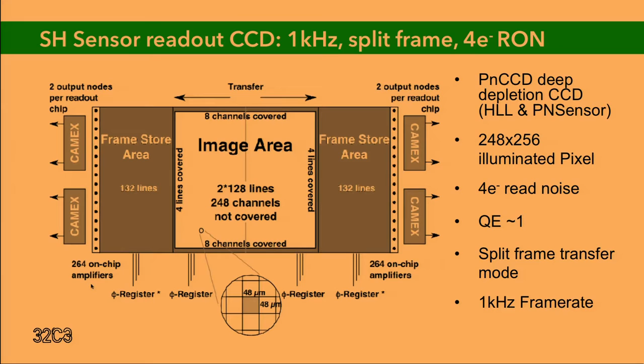Sensor reads looks like this. This is actually a custom-built CCD. Very special. The imaging area is in the middle, and when you read out, you split the image in half, transfer it to the sides, to the frame store area, and then read it out, because readout is slow, transfer is fast, and you have to do this 1,000 times a second at very low readout noise, which is only 4 electron readout noise.